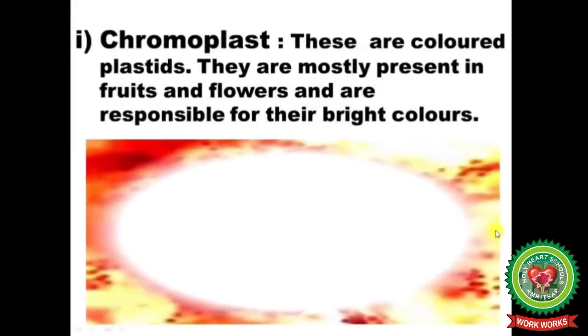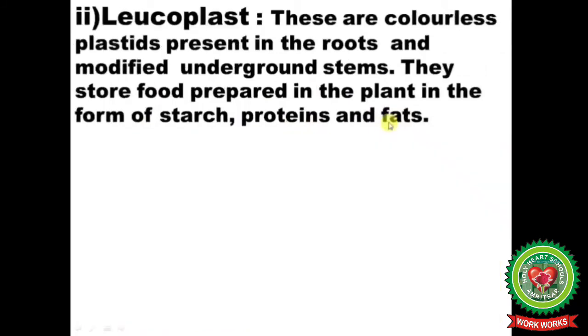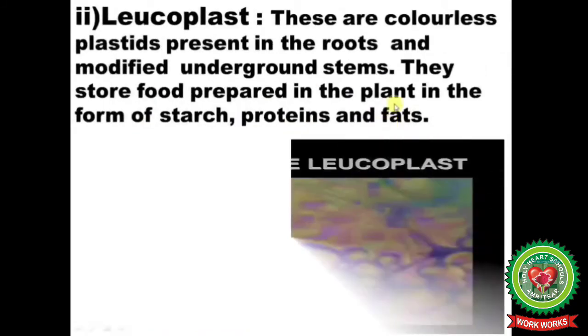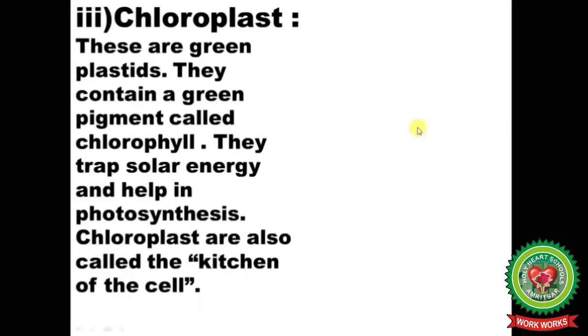Chromoplast. These are colored plastids. They are mostly present in fruits and flowers and are responsible for their bright colors. Leucoplast. These are colorless plastids present in the roots and modified underground stems. They store food prepared in the plant in the form of starch, proteins, and fats.